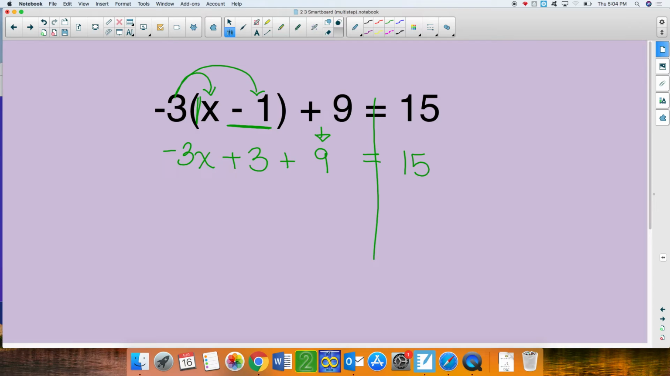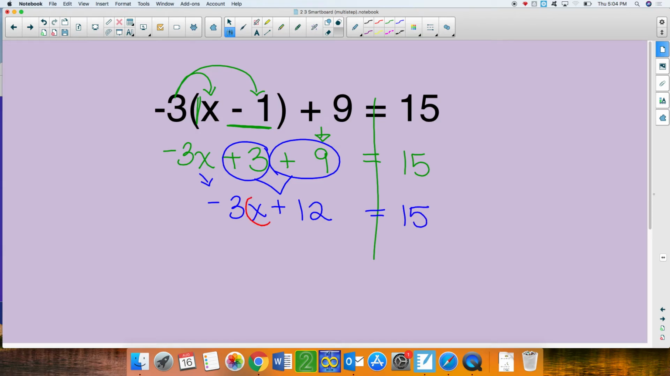If you will notice, I now have two constants on the same side of the wall, and so we need to put those together to become one number. So plus 3 plus 9 is a plus 12, and then you can bring down this negative 3x. Bring down your equal sign and bring down your 15. I'm solving for x. Again, I want to isolate my x. Negative 3 is connected, so I need to move my plus 12. So I'm going to do that by subtracting 12 on both sides.